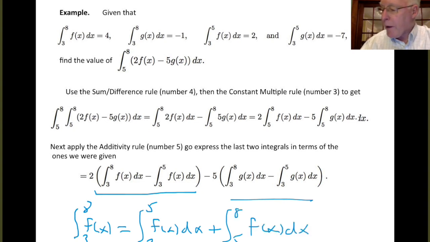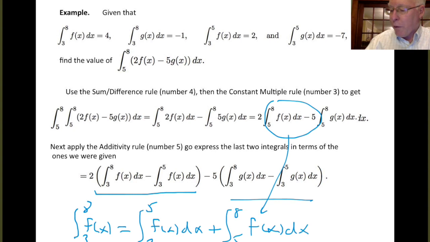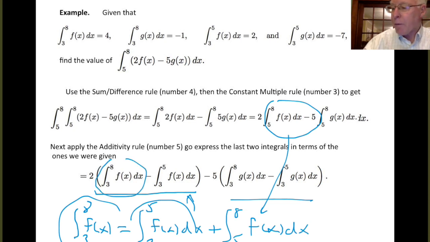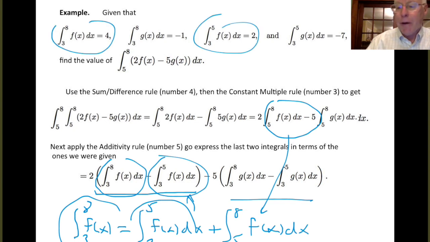Now, we have the integral from 5 to 8, and so evidently we can express that as the difference of the integral from 3 to 8 and the integral from 3 to 5. And so that's what happened up here. And then we handled the g integral in a similar way. And of course we did this because these integrals from 3 to 8 and 3 to 5, the values of those integrals are given up here. So we're at the point now where it's just a matter of substituting in the numbers.